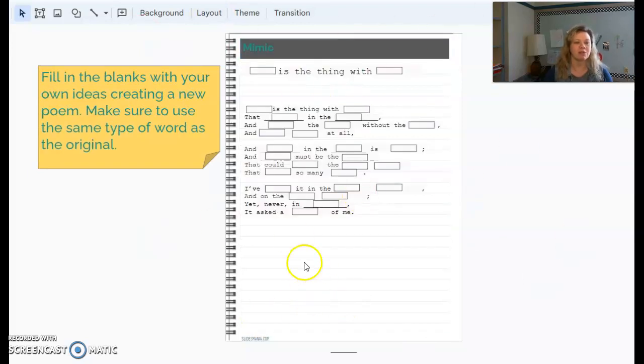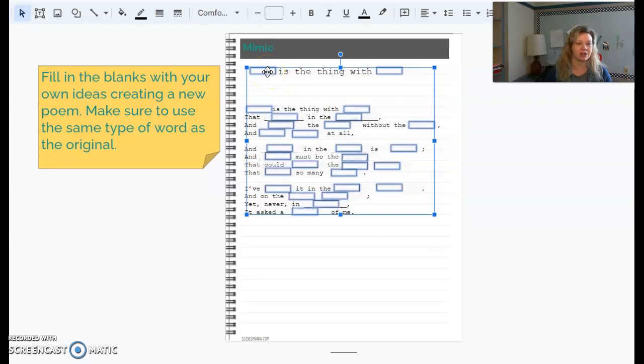And then the final thing is the mimic. In this case, it's very similar to mentor sentences where you want to fill in the blanks with the same type of word from the original. So you will need to look at the original poem to be able to identify what type of word should go here and here, etc.